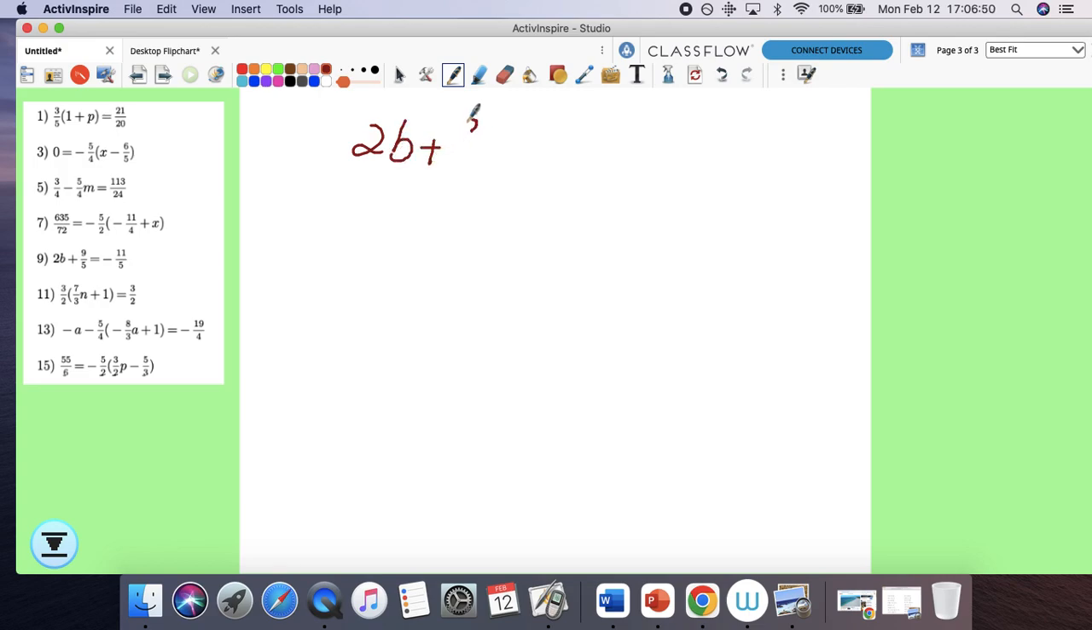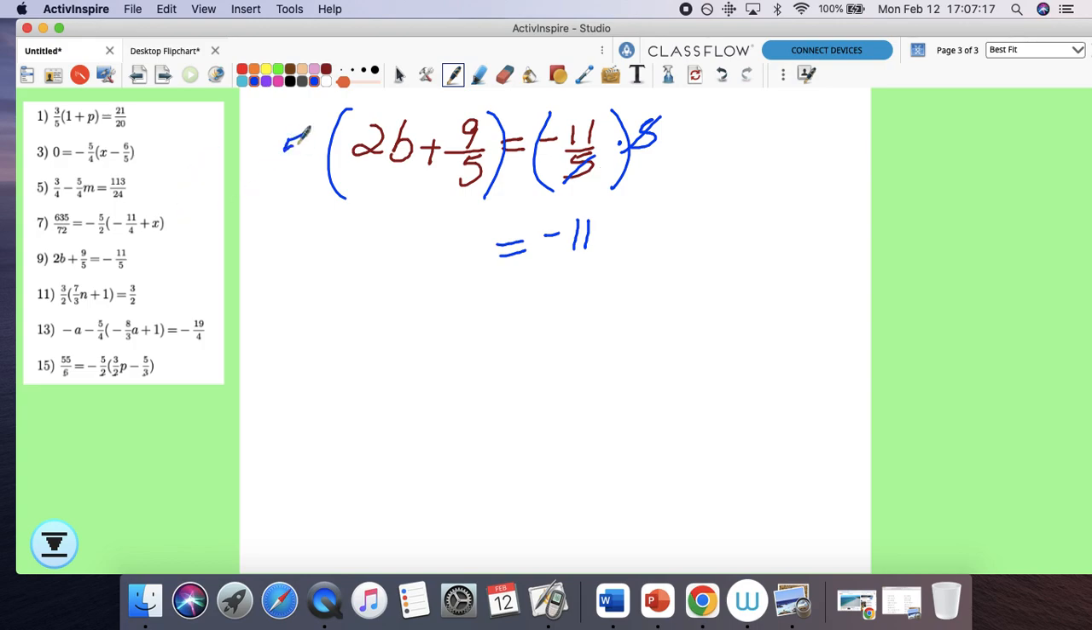2b plus 9 over 5 equals negative 11 over 5. Again, you're welcome to get rid of the denominators or not. It's up to you. So I'll multiply both sides by 5, this by 5, and this by 5. On the right side, this and this simplify, and I get negative 11 left over.